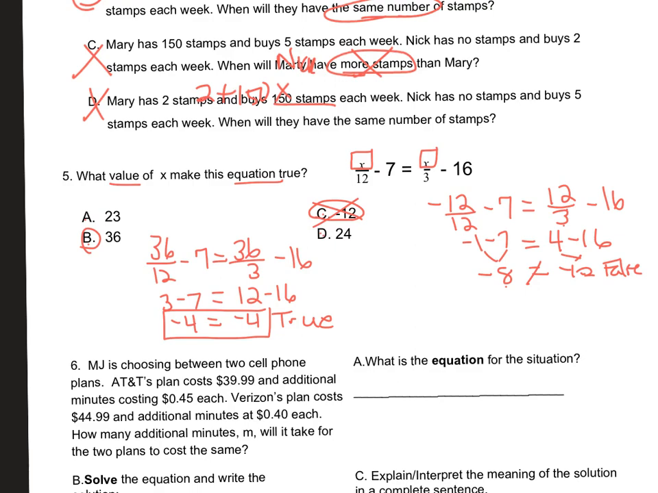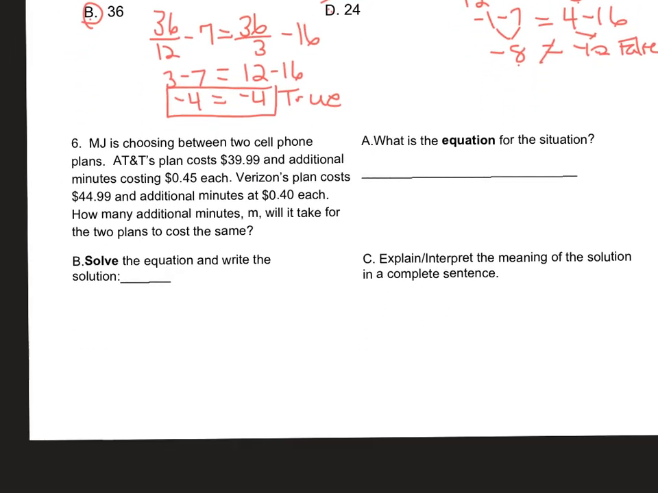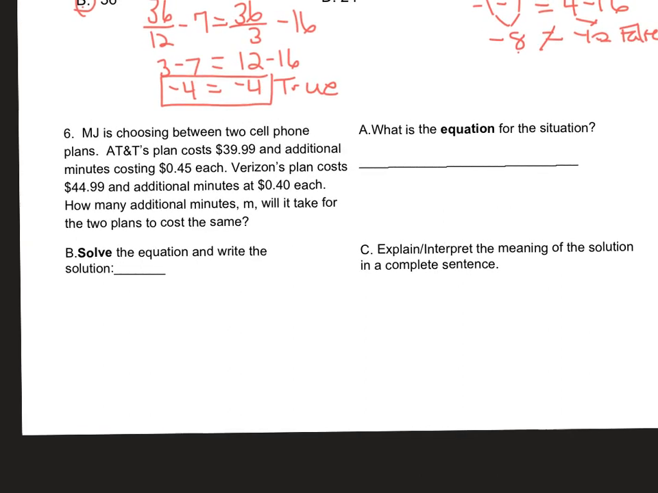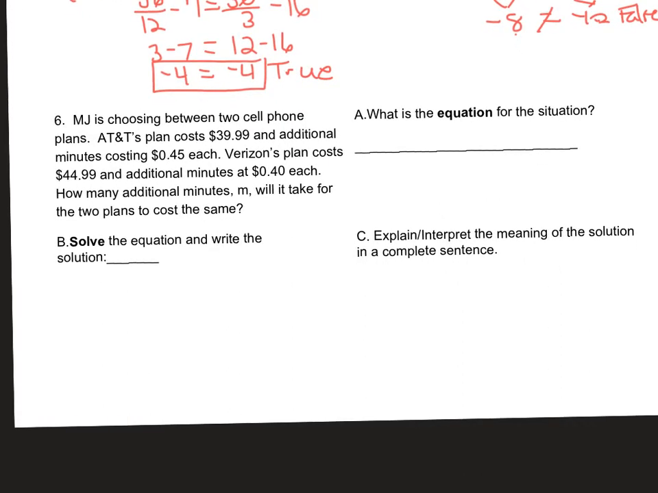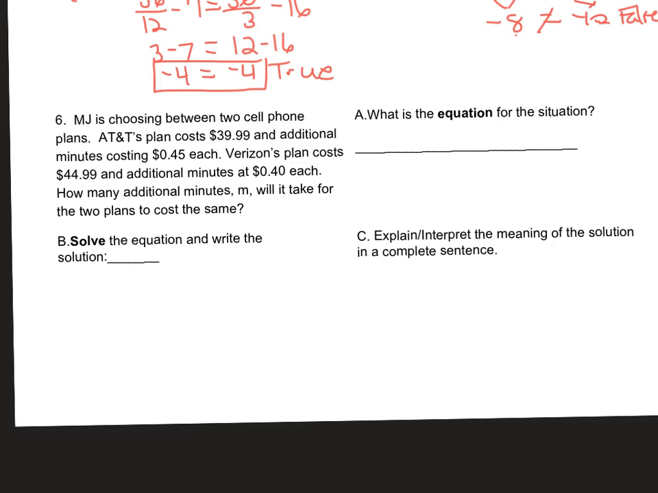Let's move on. Problem 6. MJ is choosing between two cell phone plans. AT&T's costs $39.99 and additional minutes cost 45 cents each. Verizon's plan costs $44.99 and any additional minutes are 40 cents each. So the question I'm being asked is, how many additional minutes, there's your variable, will it take for the two plans to cost the exact same?